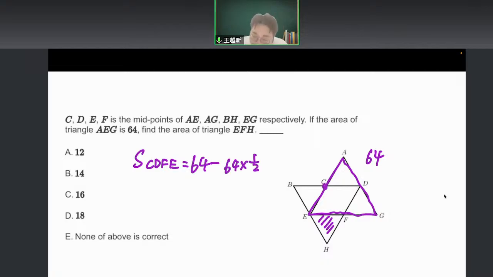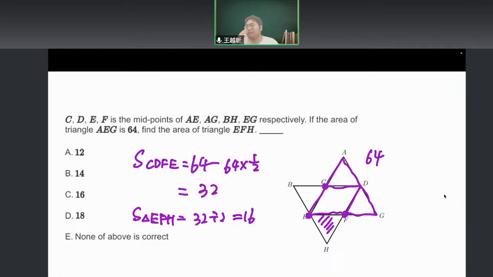So we can know the area of CDFE is 64 minus 64 times 1 over 2, because all the points are midpoints, right? So we just minus this part. This part is just half of the triangle, so it's 32. Now we can say the area of EFH is 32 divided by 2, which equals 16. So this one is also very easy.